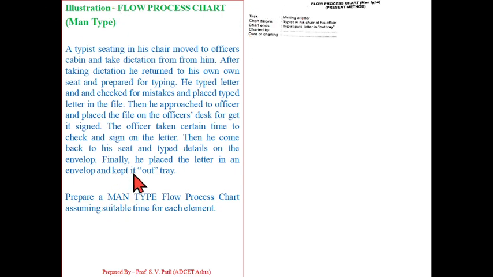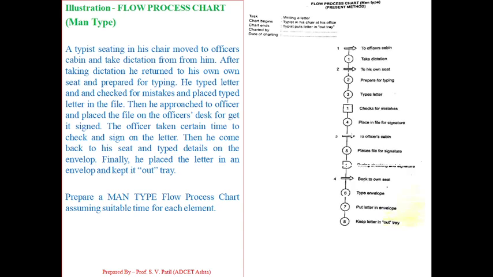Now, by referring to the given paragraph, we will prepare the trunk of this flow process chart, which is a man type. So here that trunk will appear like this. Initially we have said a typist is sitting in his chair and moves to the officer's cabin. So here the man who is responsible for typing the letter travels from his place towards the officer's cabin. So there is a transportation. The symbol is a hollow arrow. At the right hand side we have written the description: to officer's cabin.